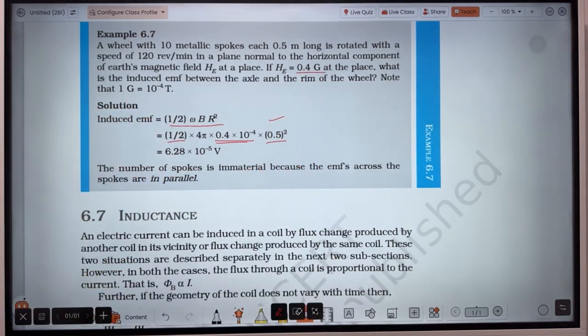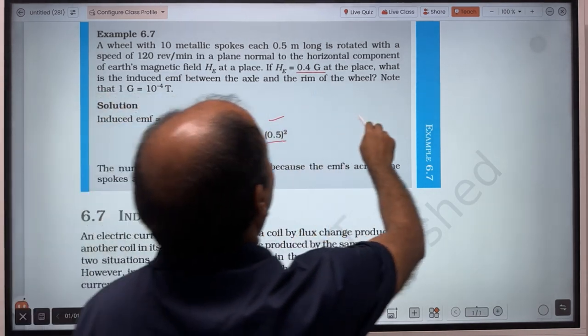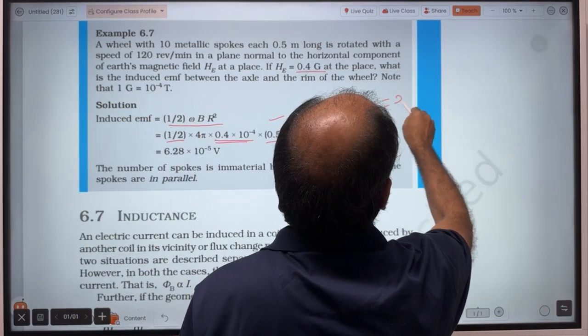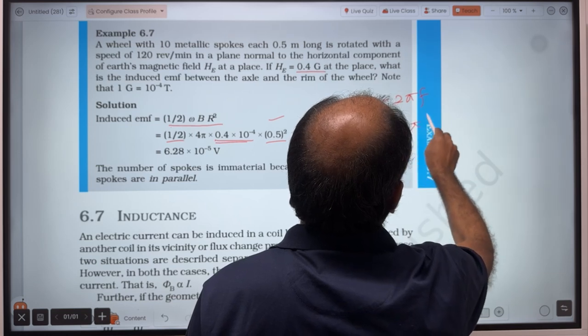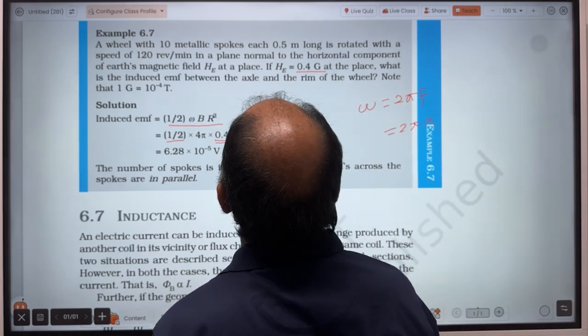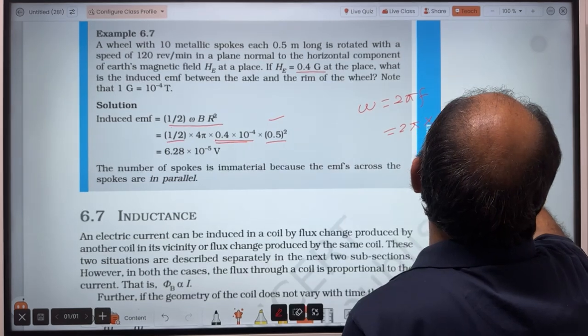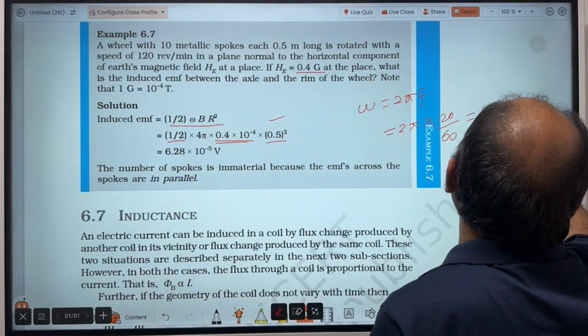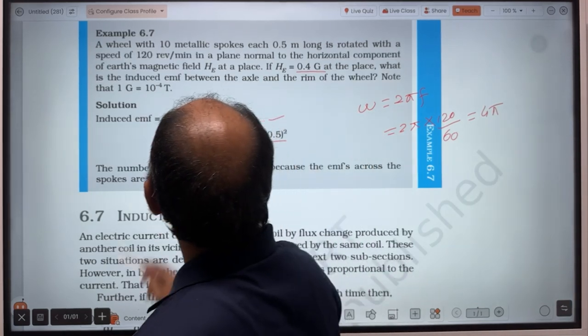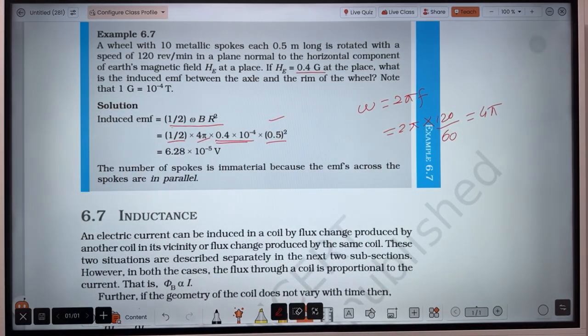Did you understand? If there is a problem, we can evaluate. Omega is equal to 2 pi times frequency, right? 2 pi times number of revolutions per second, 120 revolutions divided by 60, so this will give 4 pi. So that is why the term 4 pi is used, right? So after evaluation we will get 6.28 into 10 power minus 5 volt.